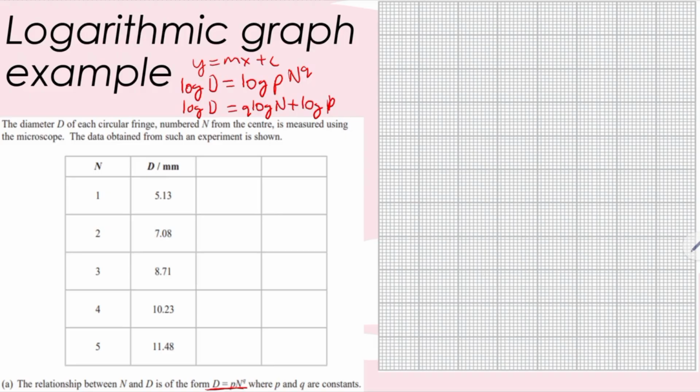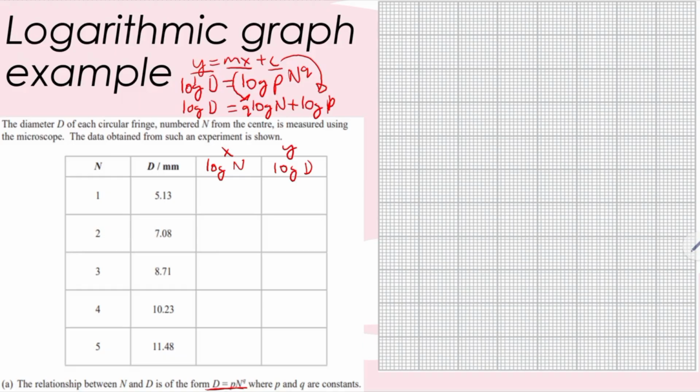So now, as you can see, that mx is q log n, where q equals m and p equals log n, and c is log p. So now, as we know that y equals log d and x equals log n, we need to find log n and log d to draw graphs. So we know that log n is going to be x and log d is going to be y. So now we need to find the logs of the values of n and d.